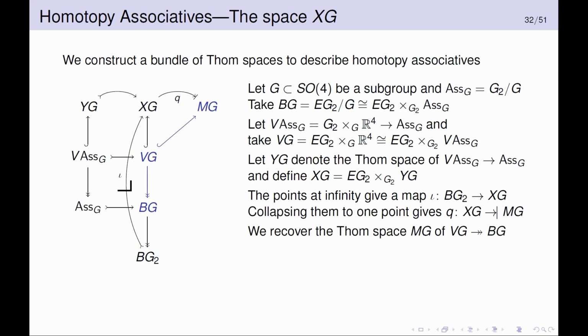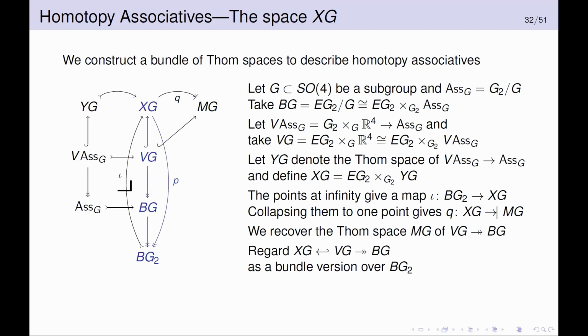Okay. Sorry for this diagram with many colors, but there is much structure in here. And I want to try to get it all visible. So we'll regard this bundle XG as a bundle version of the Thom space from the last slide. We have also this projection from XG down to BG2. This is going to be important. So if you can't remember the whole diagram, try to remember only the maps P and Q. And so now we have a bundle of Thom spaces over BG2. That was what we were trying to construct.